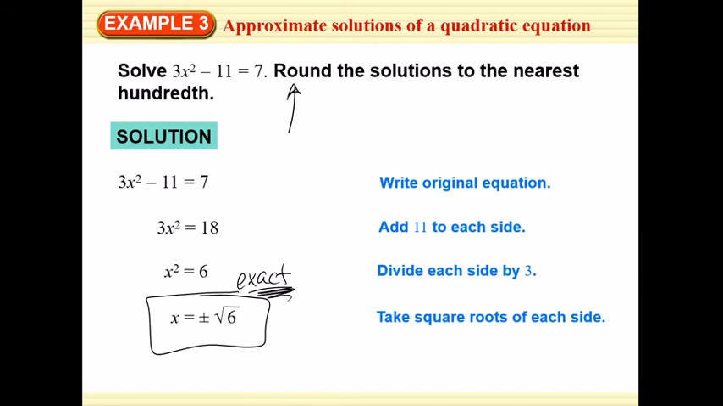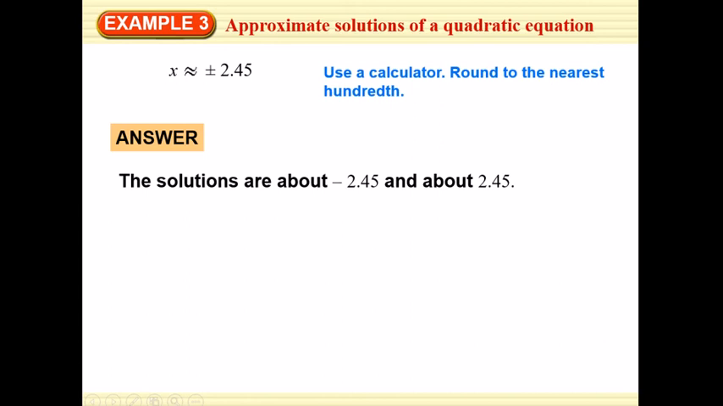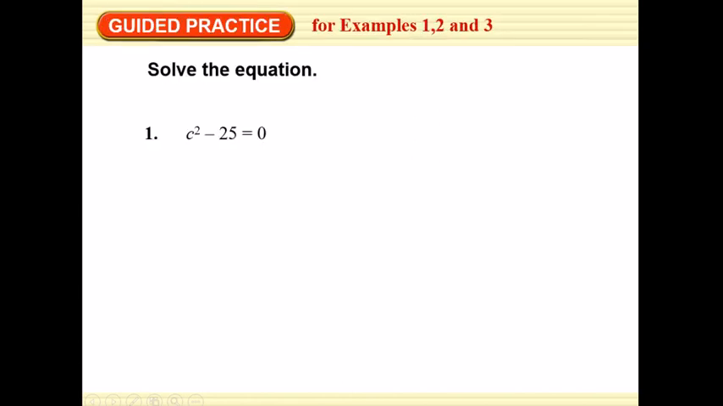So, in the case where you have to round, you take the square root of 6, and you get about 2.45. That is why they change this symbol from equal to about, or approximately, because it's no longer exact. You have rounded. Alright, so your solutions are negative 2.45 and positive 2.45. Here's a couple of guided practice. Please feel free to pause the video, go a couple of seconds, and see if you get the same solutions.